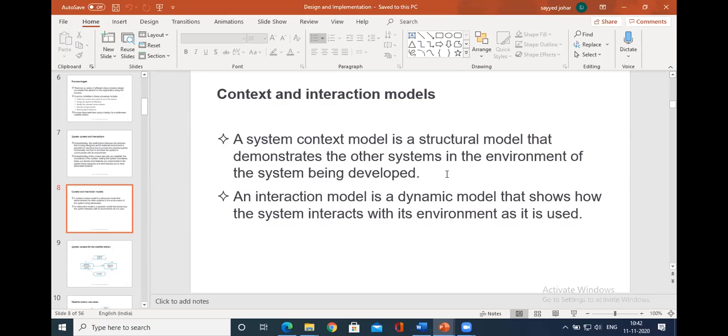So usually the system context model is a structural model. Usually it is used to demonstrate the other systems. Whereas the interaction model, as I said, is a dynamic model that shows how the system interacts with its environment. So you use a use case diagram as the interaction model for it.